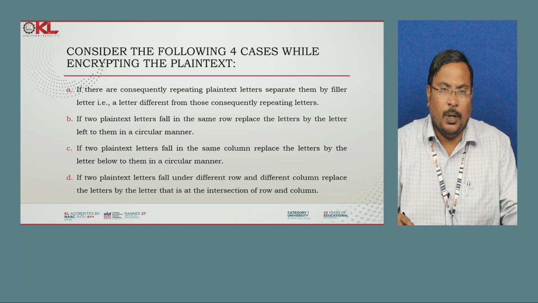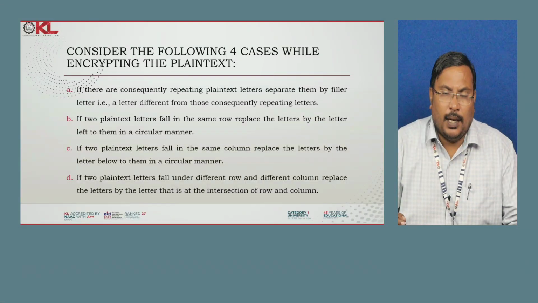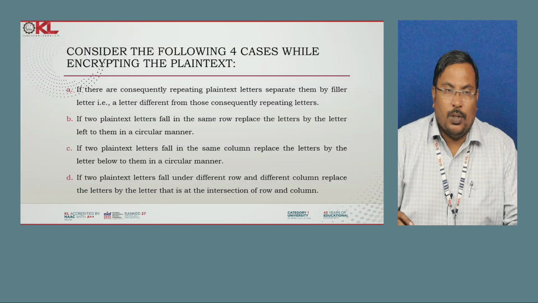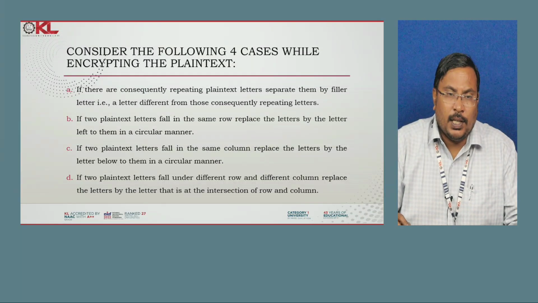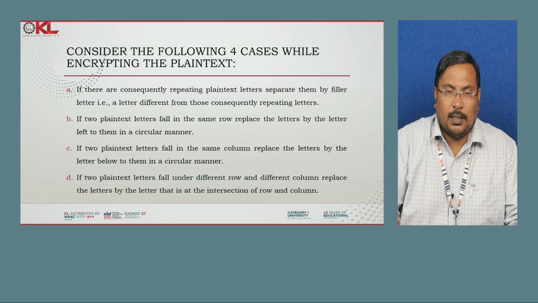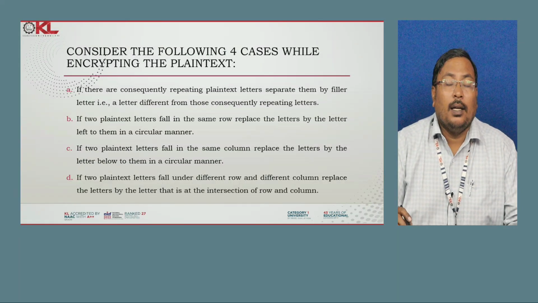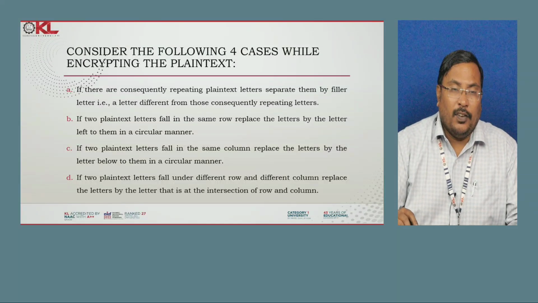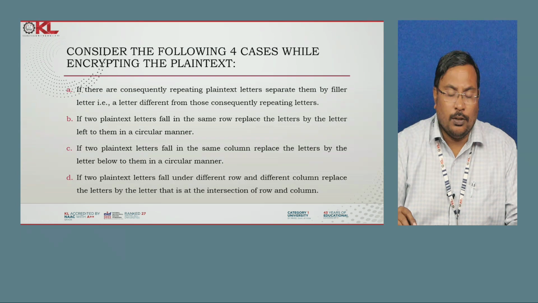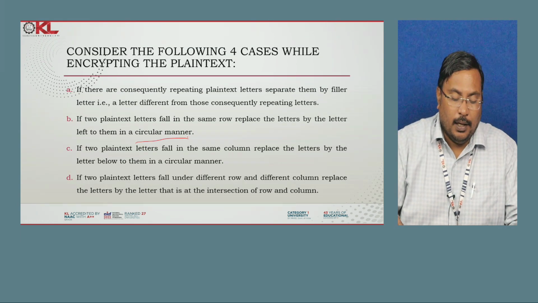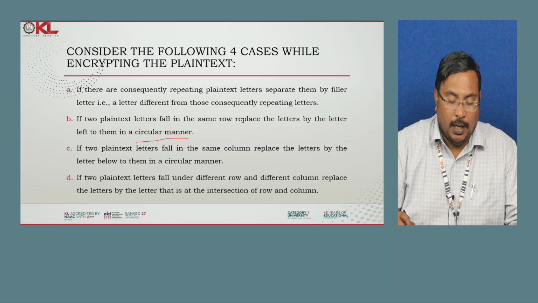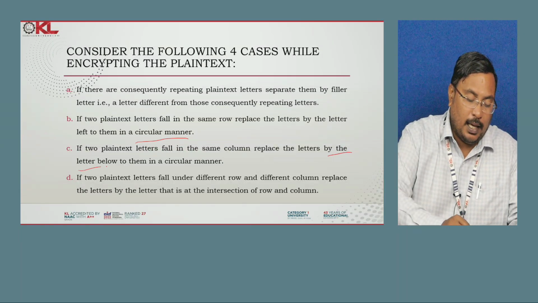In order to convert it into the ciphertext, we have 4 rules. The plain text is converted into pairs, each pair consisting of 2 letters. If the 2 plain text letters are in the same row, then the letters next to them will be taken as the ciphertext, and if it is the last letter, we use a circular manner. If the 2 letters are in the same column, we take the letters below them as the output.